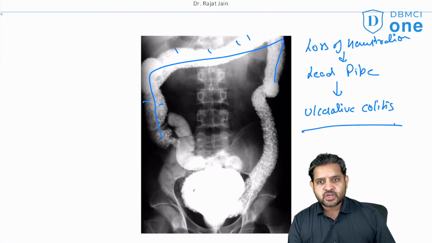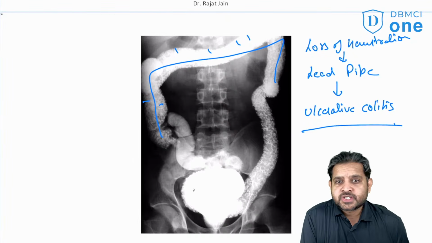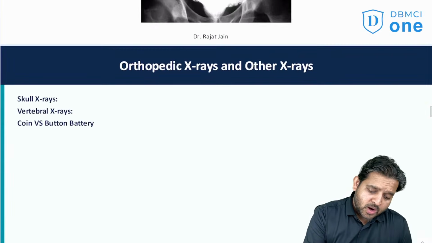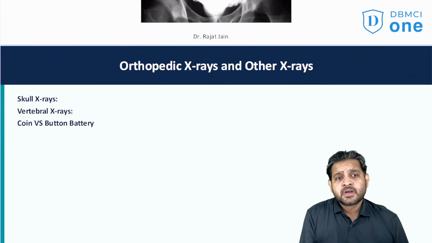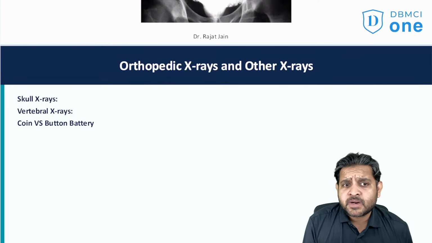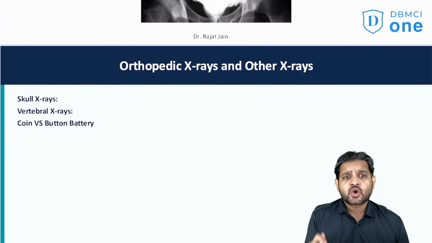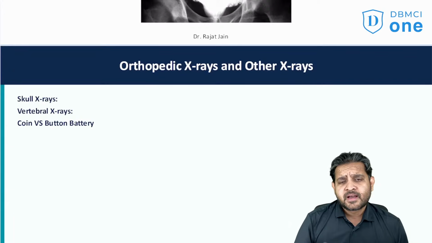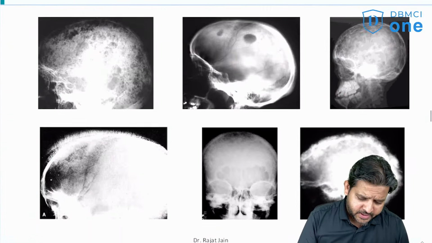A loss of haustration or a lead pipe appearance is a feature of ulcerative colitis. Okay. Now, other X-rays that can be there in the exam could be orthopedic X-rays and some X-rays like a skull X-ray, vertebral X-ray, and don't forget coin versus button battery. These are extremely high yielding. You have to know them. So let us quickly see them.